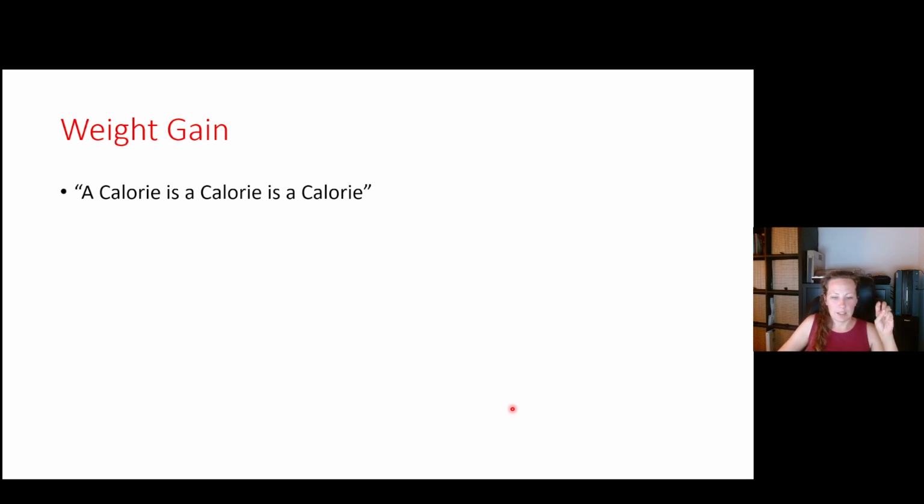So the book doesn't say this exactly, but they're kind of saying it. There's a common phrase that doctors will say: a calorie is a calorie is a calorie. And what they're basically saying is calories in, calories out, and you should only be paying attention to the calories that you eat, and the exact sugars don't matter and all that. Not true.